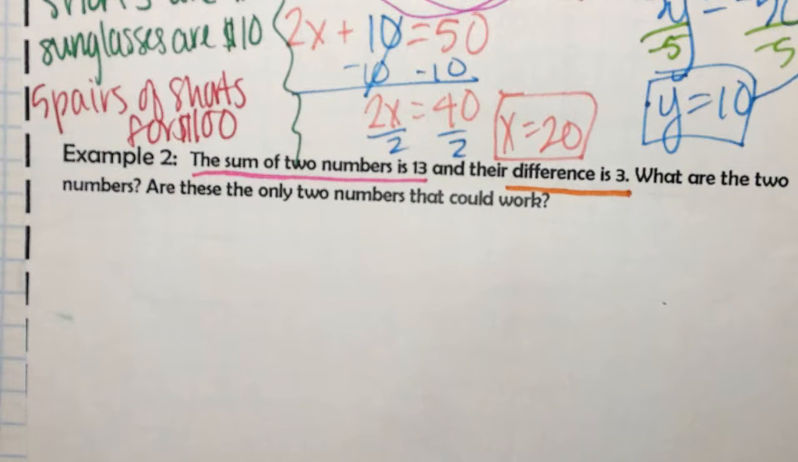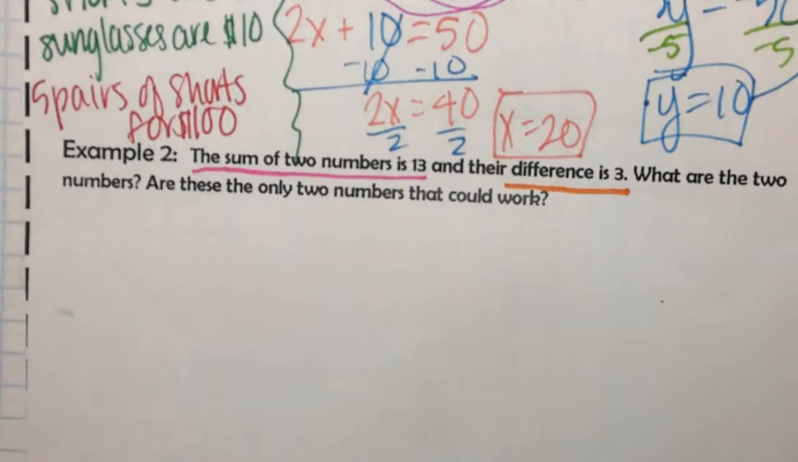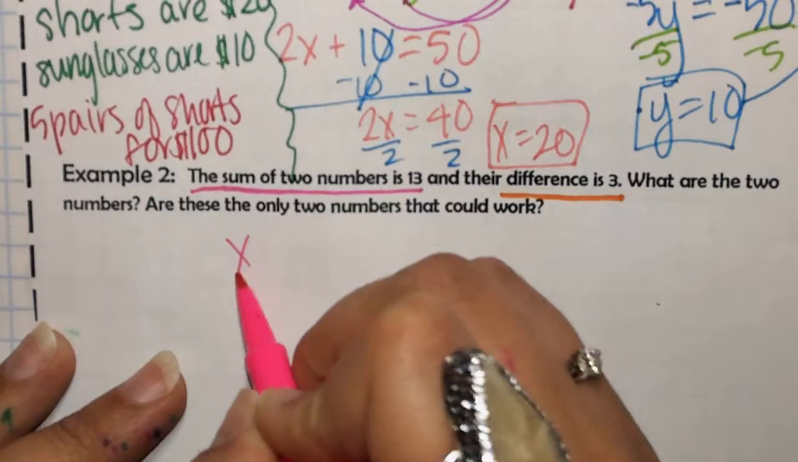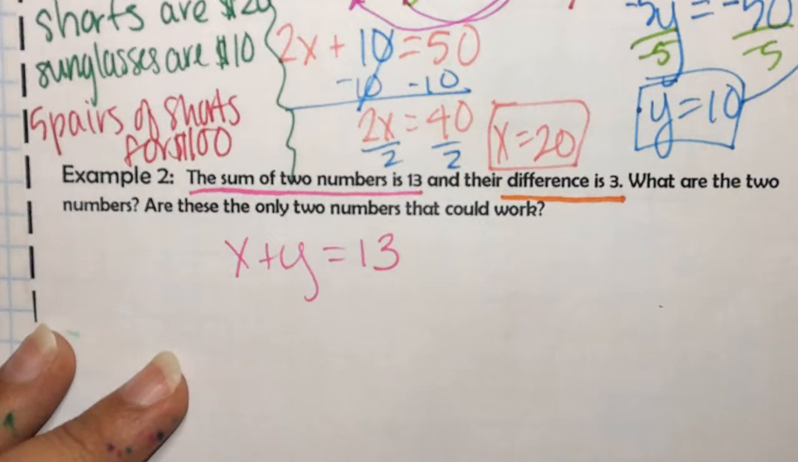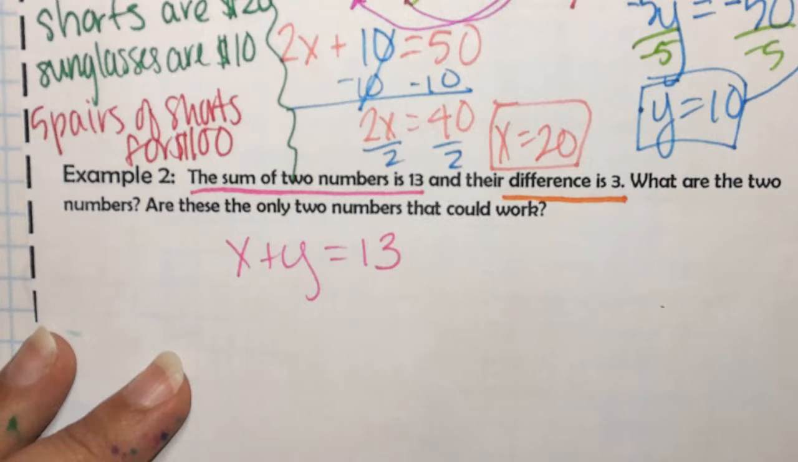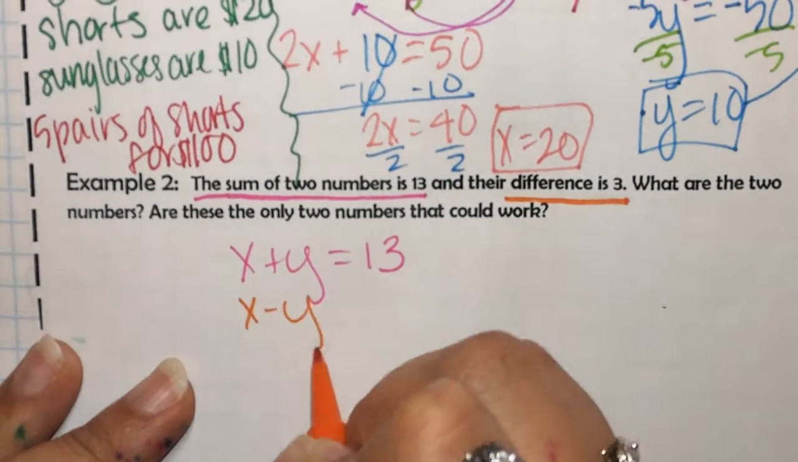Subtraction. So if we have 2 numbers and they're unknown, what are we going to call them? X and Y. So for our first system, what are we going to write? Our first equation, rather. Somebody else tell me the next one. X minus Y equals 3.